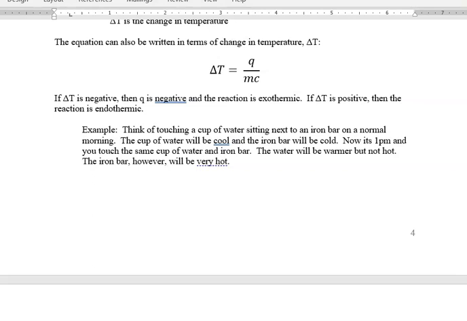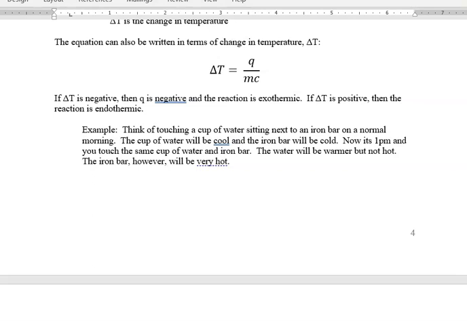So an example of heat capacity being different is, think of touching a cup of water sitting next to an iron bar on a normal morning. The cup of water will be cool and the iron bar will be cold, like the railing outside in the quad somewhere at Hoover.